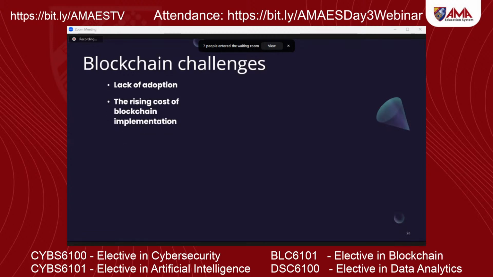Then rising cost of blockchain implementation. Scalability. Kumbaga, yung increase and decrease of performance niya pagdating sa mga application sa blockchain. Okay. Security and privacy challenges. Okay. So, totoo naman to. Kumbaga, medyo napapasok yung privacy natin sa blockchain technology. And regulations.